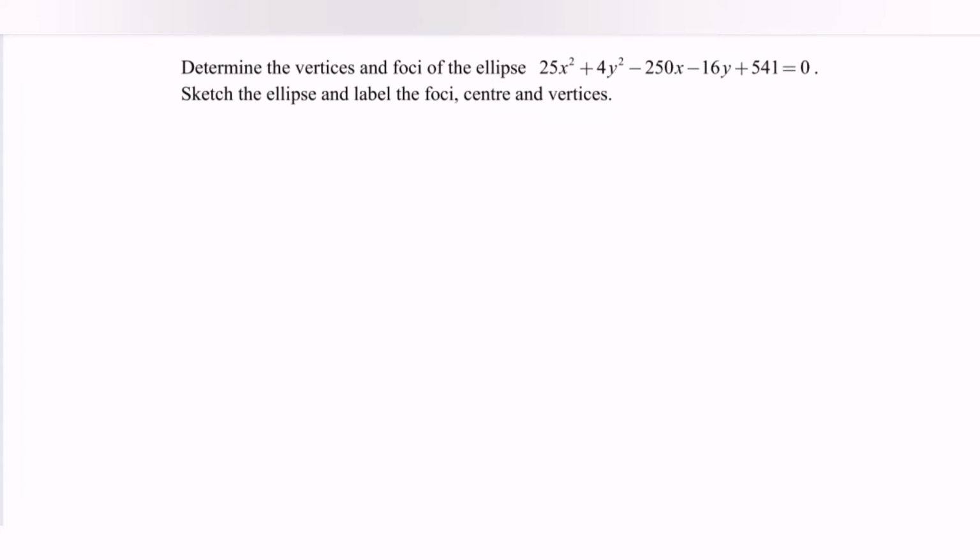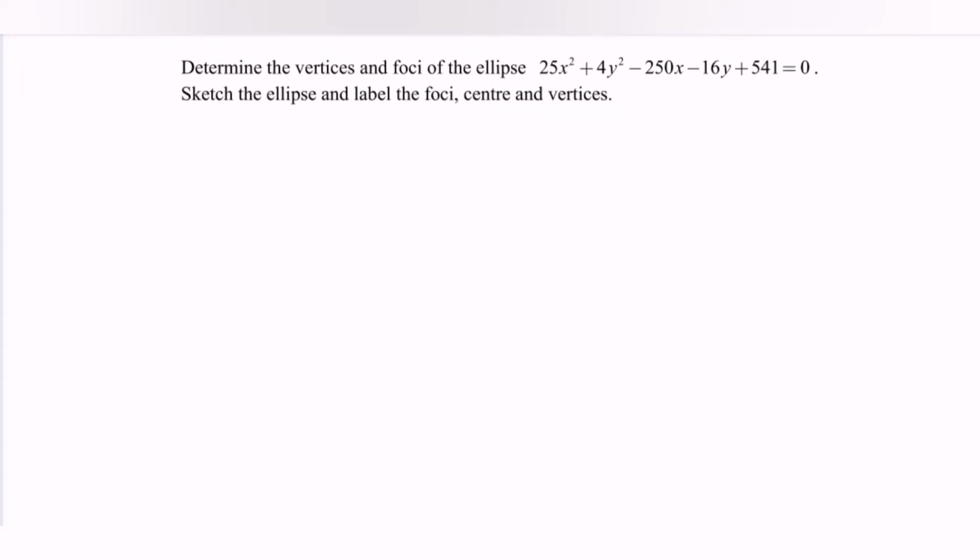Kindly refer to the questions. Determine the vertices and the foci of the ellipse for the function 25x squared plus 4y squared minus 250x minus 16y plus 541 equals 0. Sketch the ellipse and label the foci, center and the vertices.